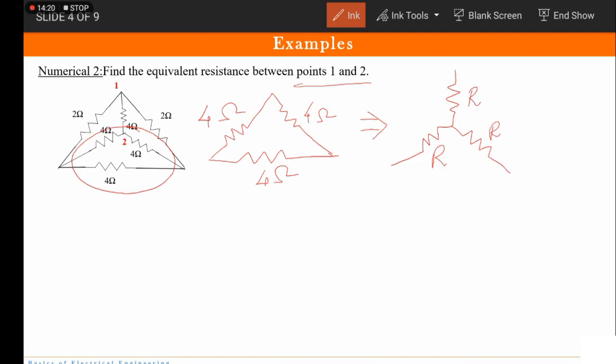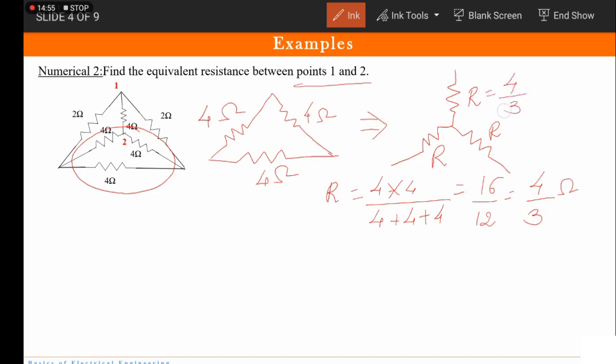So now we will calculate what exactly is this R. So this R will be what? Multiplication of the other two branch resistances. Now this is going to be the same. So it is going to be 4 into 4 upon the sum of all resistances, which is 4 plus 4 plus 4. So that comes out to be 16 upon 12. So that comes out to be 4 by 3 ohms. Okay. It means all the resistances which we represented by R are of the value 4 by 3 ohms.